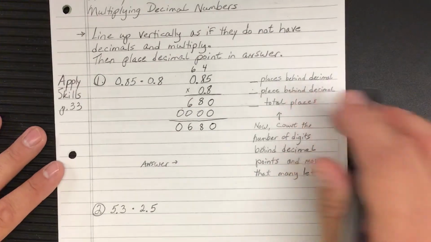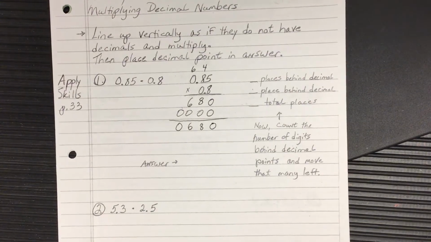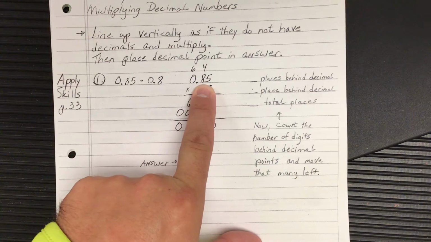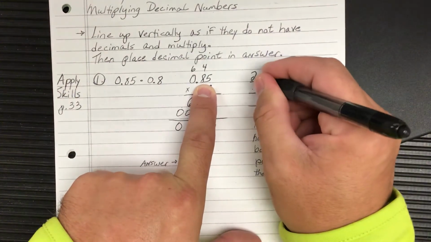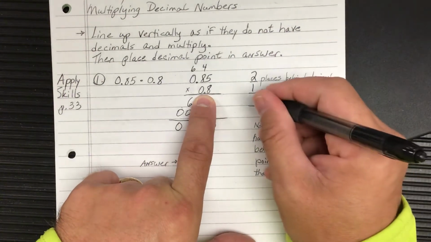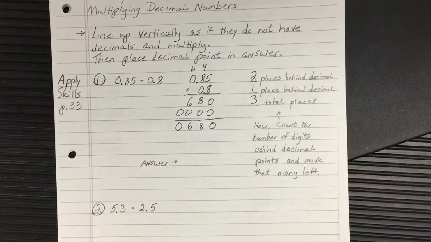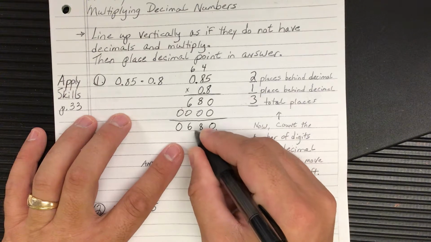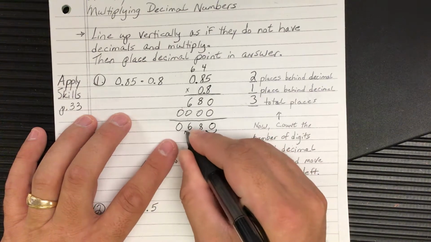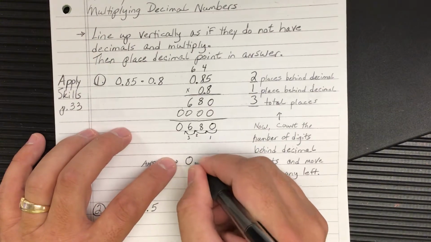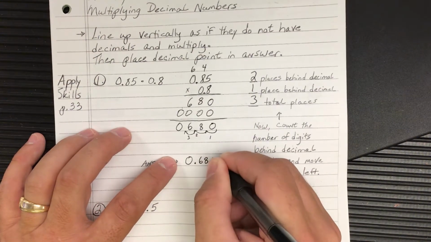Now there's a nice little chart here on the right. A good reference. How many places are behind the decimal on this one? 2. How about on this one? 1. That's a total of 3. So that means I need to move my decimal point. How many spots? 3. 1, 2, 3. So my answer is going to be 0.680.